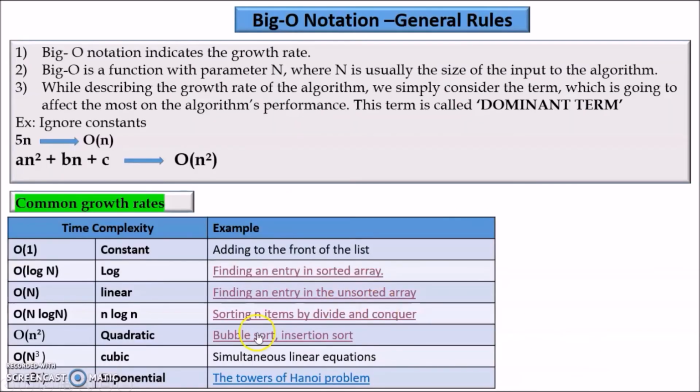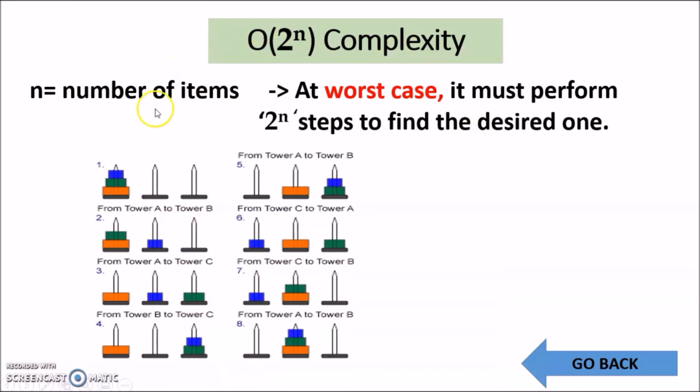Let's move on to the next, the last one, 2 to the power of n, exponential. Here n is the number of items, and in the worst case it takes 2 to the power of n steps. The best example is the game Tower of Hanoi. You have 3 towers, and I want to shift all these discs to the last tower. I have to shift one by one, and the final location should have the same order. So I think it takes 8 steps. Yes, if you see the figure, for input 3 it is 8 steps. Clear?